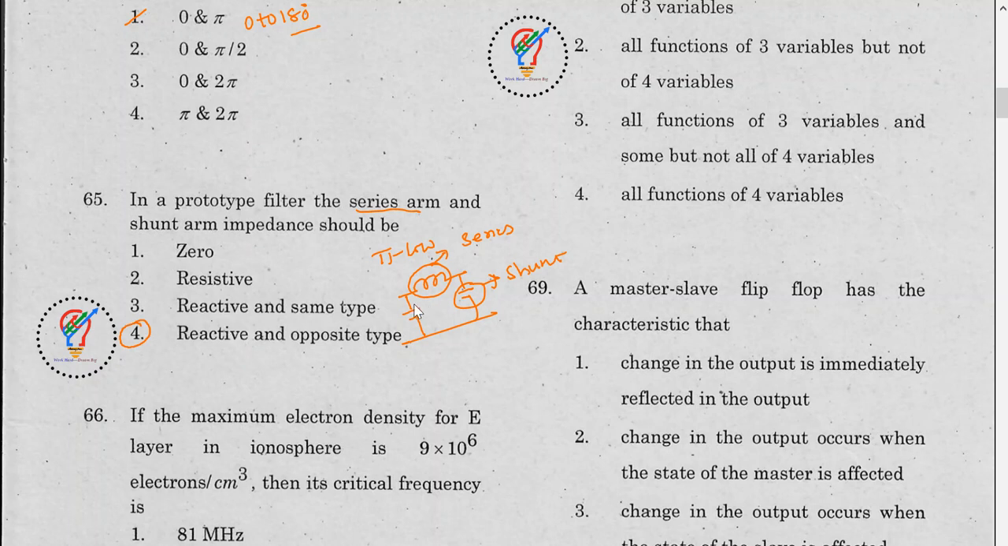So what does same type mean? Same type means here we have an inductor, here an inductor, and here an inductor. So this is not going to be a low pass filter. It's simply an inductive network. So the answer will be reactive but of opposite type, meaning one arm will be inductance and the other arm will be capacitance, but not resistive.